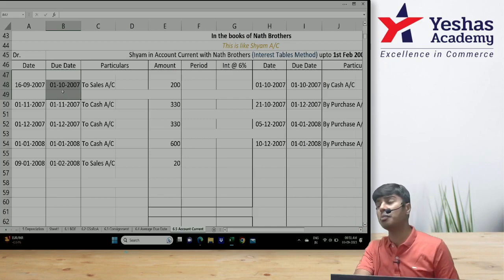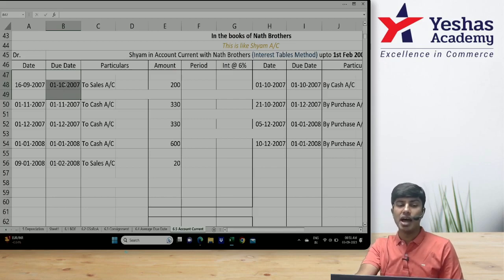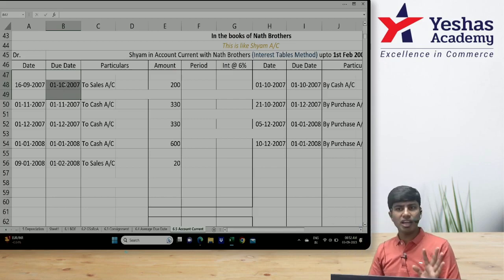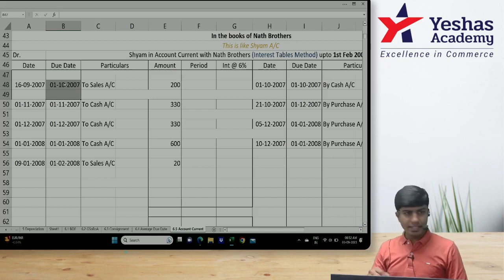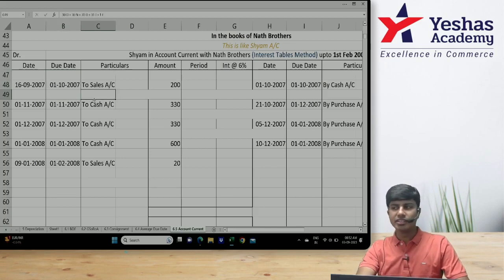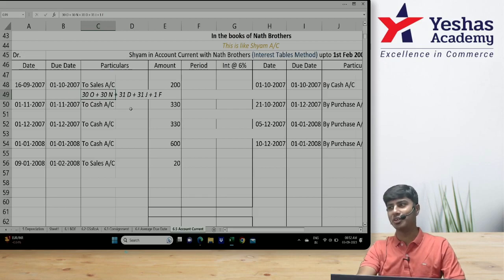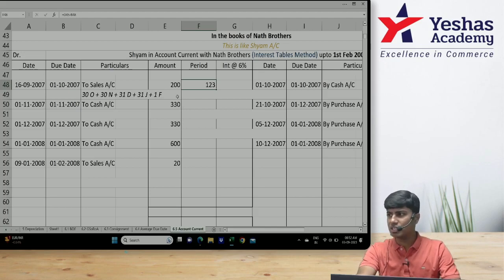1st of October. When are we preparing account current? 1st of February. How many days? October has 31 days. If you settle on the first day, no interest, so count from the second day. So 31 minus 1, 30 days in October, 30 days in November, 31 days in December, 31 days in January, and 1 day in February. 2008 is a leap year. What do we get? Sorry, 1 day in February. 123. Shall we find the period for everything first?